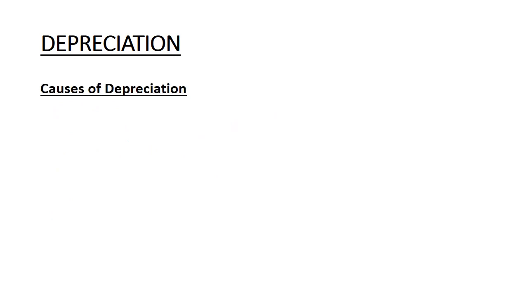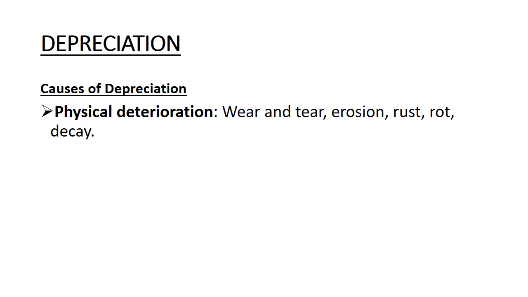So what causes depreciation? What causes a fixed asset to lose value or to have its value reduced? Okay, when, for example, your vehicle was 90,000, then maybe after some years you may end up selling it at 40,000. Why? Okay, so first is physical deterioration. So physical deterioration is basically wear and tear, erosion, rust, rot, decay. As you are using the vehicle, it is exposed to water. Of course it's a machine, so parts are moving past each other, friction.